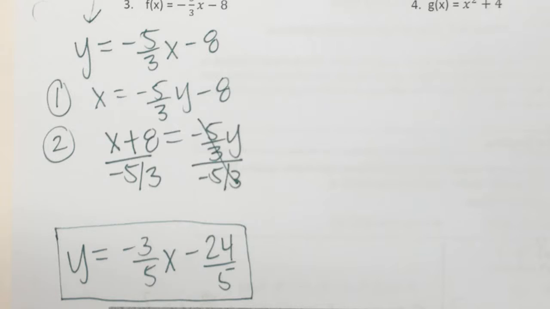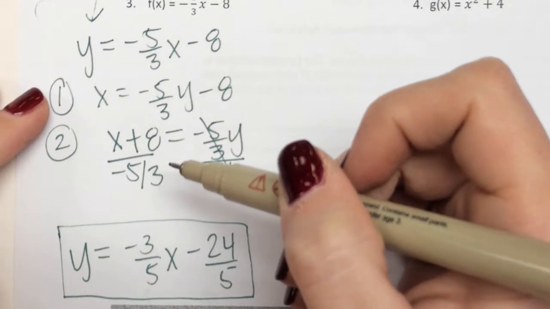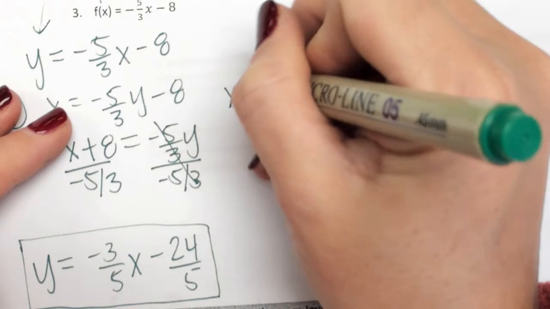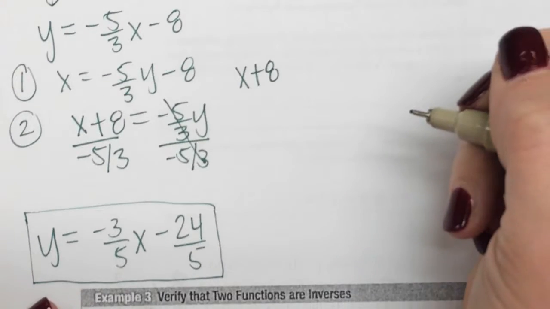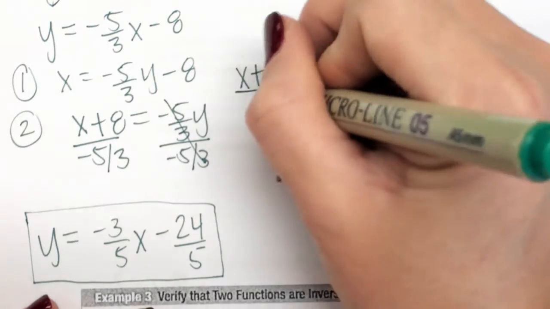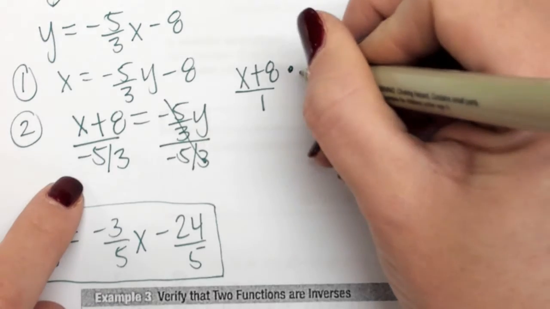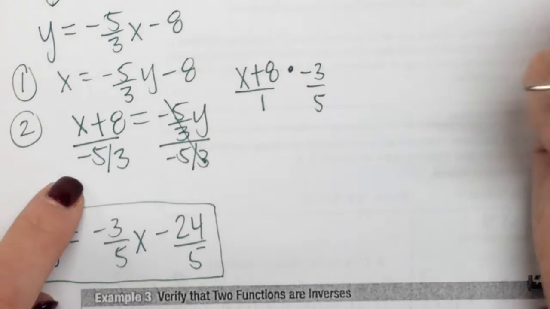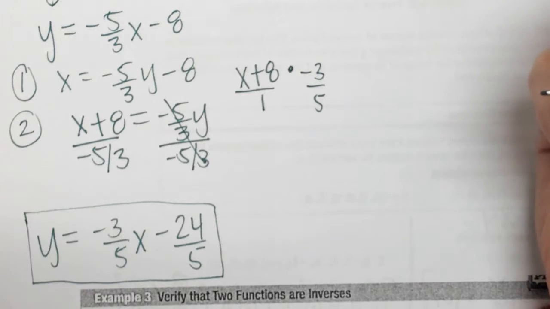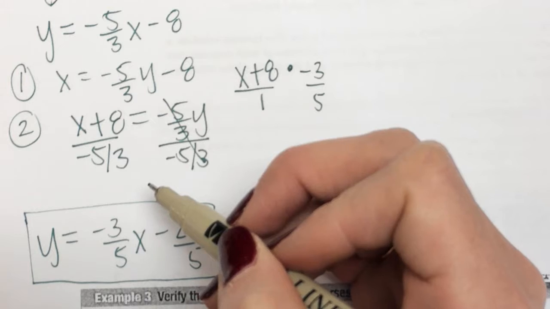Keep, change, flip. I heard somebody say it. We're going to keep what here? X plus 8. Change to what? Multiplication. And flip what? Yes, to negative 3 over 5. Isn't that the same as multiplying by the reciprocal? So it's the same thing. It's just an extra step if you do this part, which is fine.